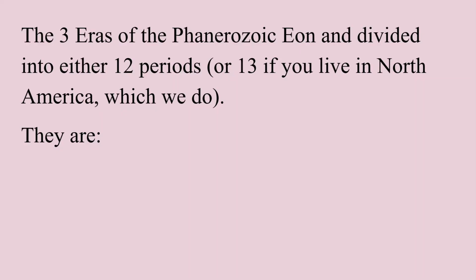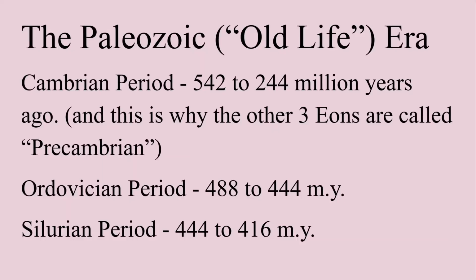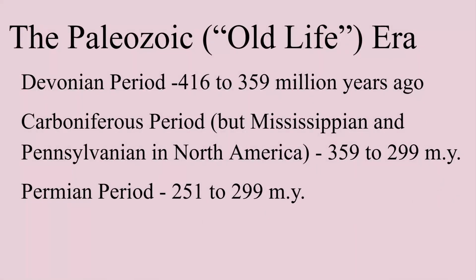Okay, now, the 3 eras are divided into either 12 or 13 periods if you live in North America, which I do. They are the Old Life era, Paleozoic, which has the Cambrian period, which is why the times before that and those other 3 eons are called the Precambrian. You have the Cambrian period, the Ordovician period, the Silurian period, the Devonian period, the Carboniferous period.